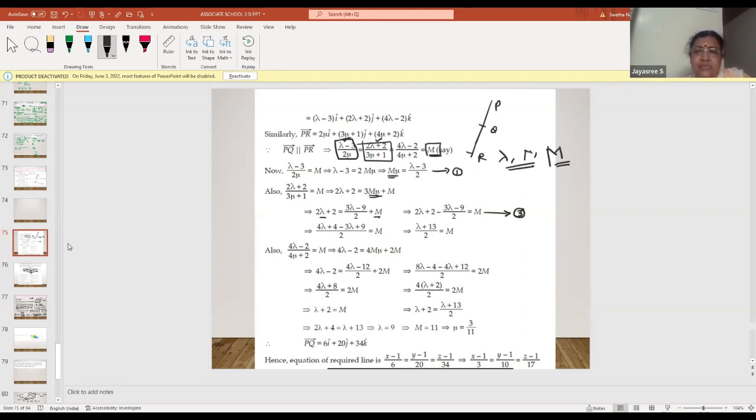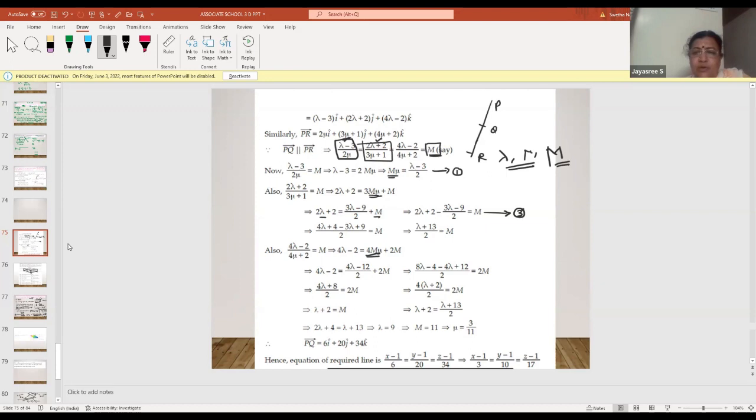Now take 4 lambda minus 2 by 4 mu plus 2 equal to M. There also substitute by cross multiplication. What is mu? You substitute mu, which is lambda minus 3 by 2, so 4 lambda minus 12 by 2. So here also you get it in terms of lambda and M.